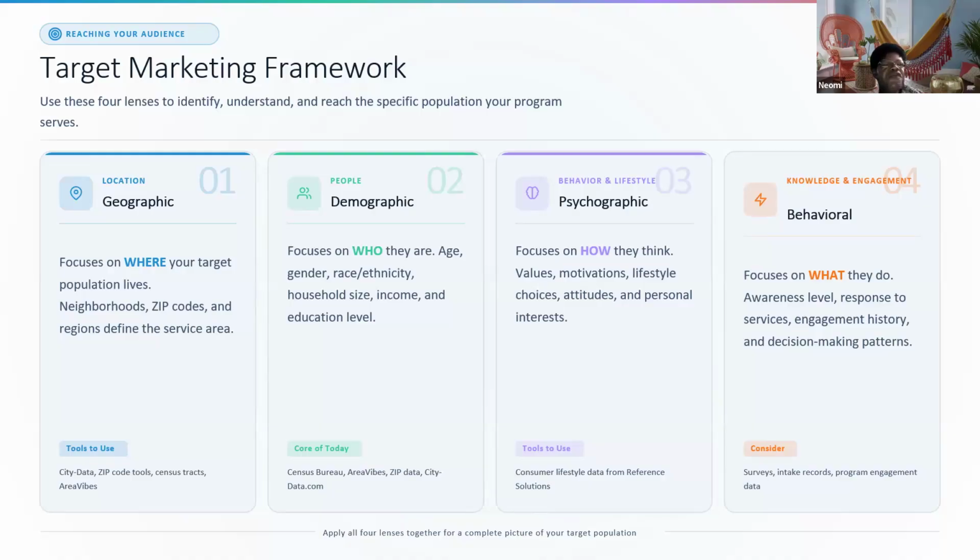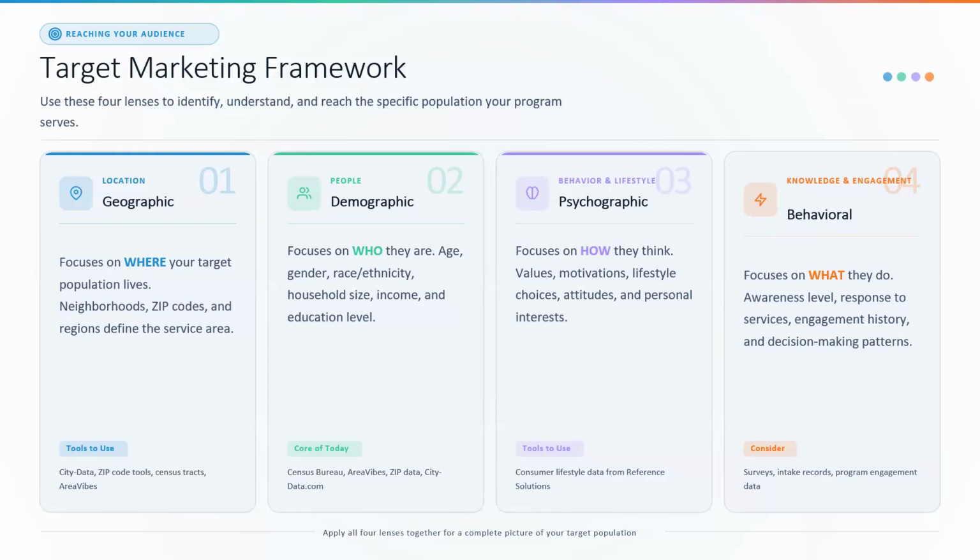Geographic focuses on where your target population lives. Neighborhood, zip code, and region define the service area. So geographic in short is location. The next type of research is demographic, which focuses on who they are: age, gender, ethnicity, household size, income, and educational level.